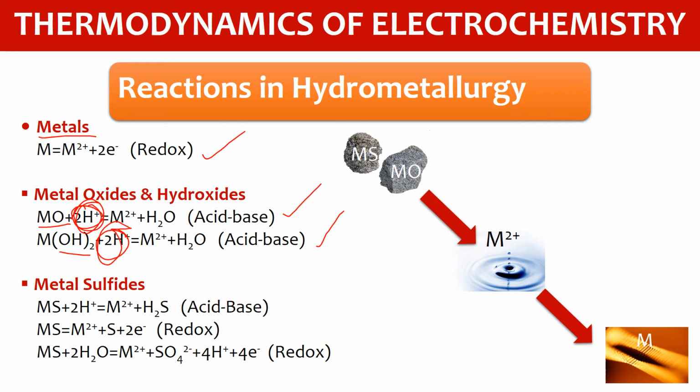So in this case, you can see your metal sulfides also being processed in acidic conditions. This is also an acid-base reaction because of the presence of protons. Then here we can see your metal sulfide breaking down to M2+, and there is a release of electrons. So simply, if there is electron transfer, it's a redox reaction. And here too, it is also a redox reaction with the presence of electron transfer.